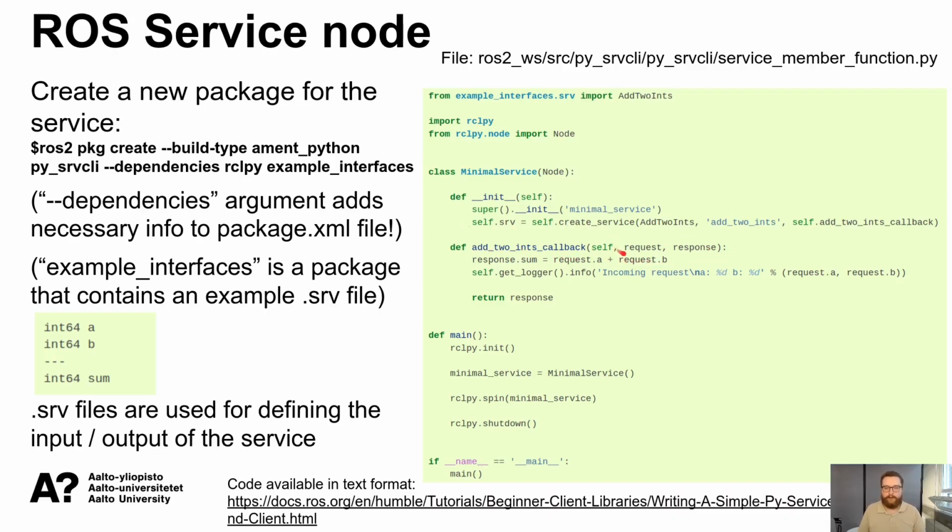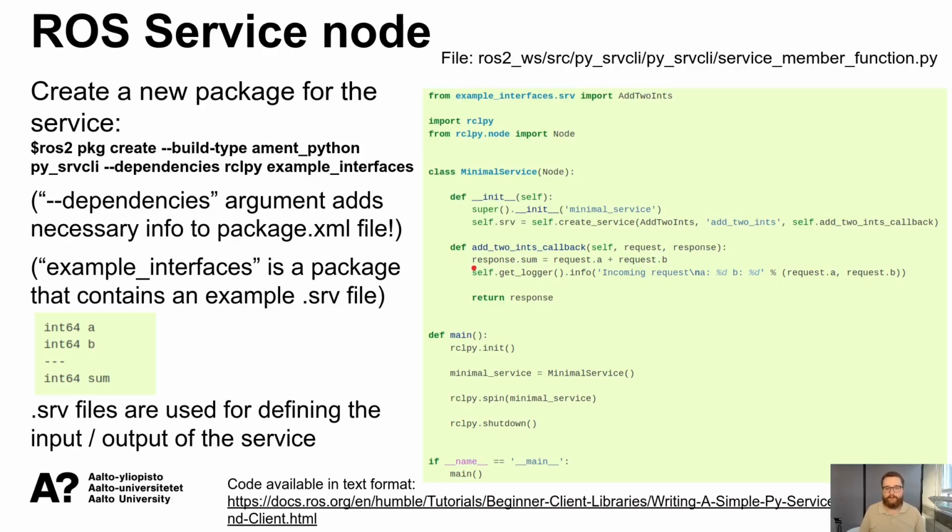As an input, we are getting request and response. And basically within the request, we are getting the information defined by the interface. So in this case, the integers a and b. And what this service does is it adds two integers together. Just a dummy service to show the operation.